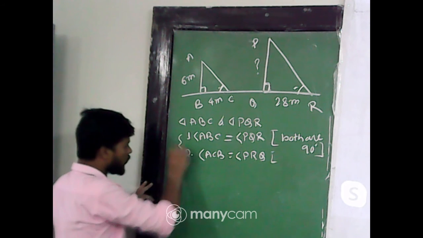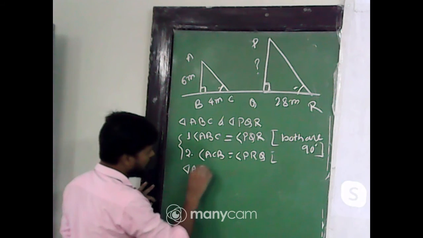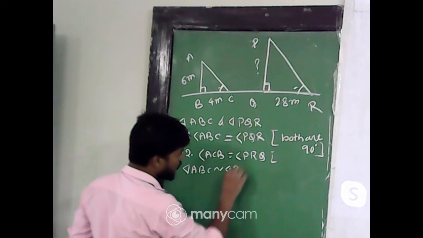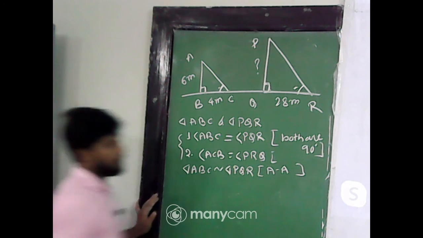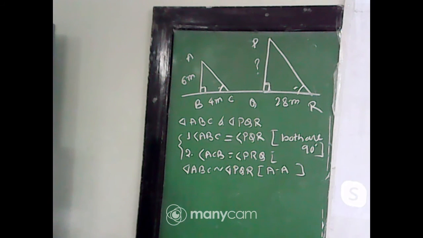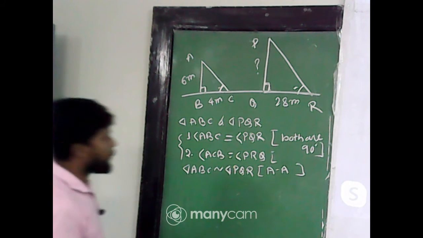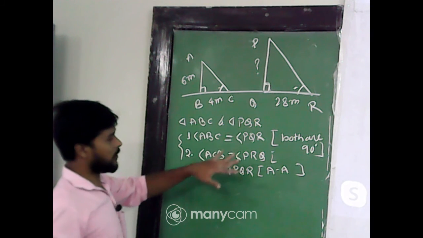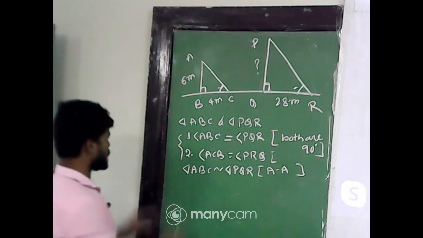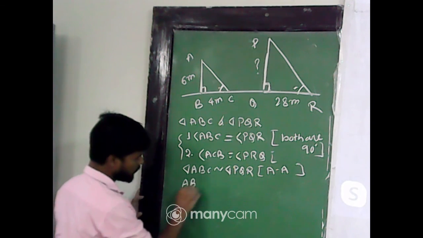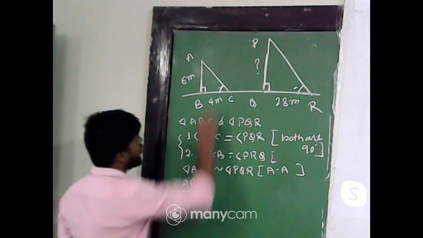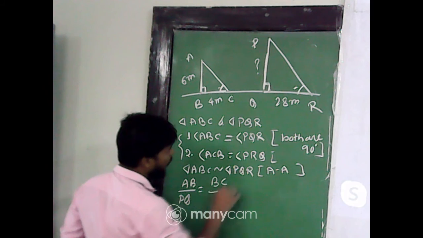So by these two conditions we can say that the triangle ABC is similar to the triangle PQR by angle criteria. Whenever we have proven that the triangles are similar to each other, then we apply the property that in similar triangles the corresponding sides are in the same ratio. That means AB by PQ will be equal to BC by QR.